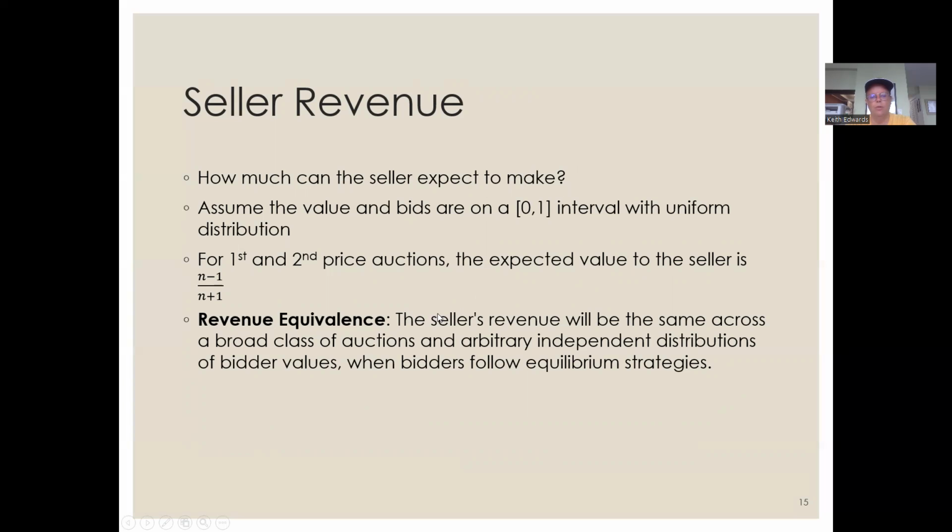The seller's revenue ends up being the same across a broad class of auctions and arbitrary independent distributions of bidder values when the bidders follow the equilibrium strategies that we discussed earlier. And that's something known as revenue equivalence. So the auction format just adds excitement to it. But there are minor differences, but in general, we end up with similar results.